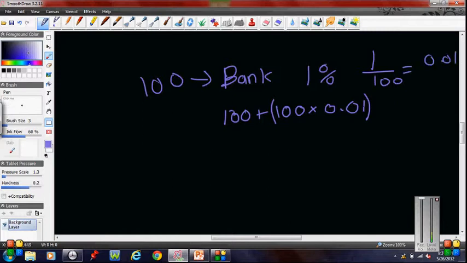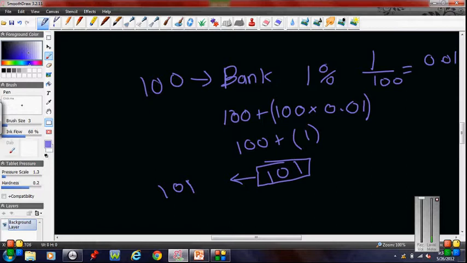So as we know, if you multiply 0.01 by 100, you'll get 1% of 100, right? So then what that means is that you would get 100 plus 1, and that'll give you 101. So that means after the first year, you'll have this much money in your bank account. That's how much will come back to you if you were to withdraw it. So it'd come back as $101. So that is pretty much simple interest.